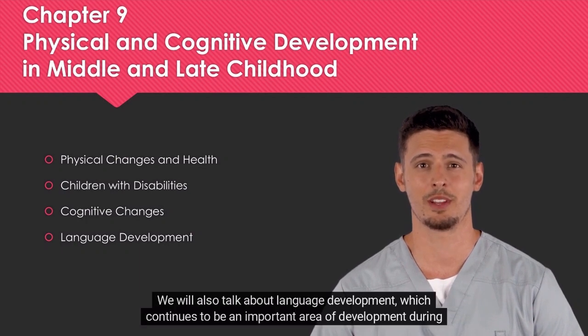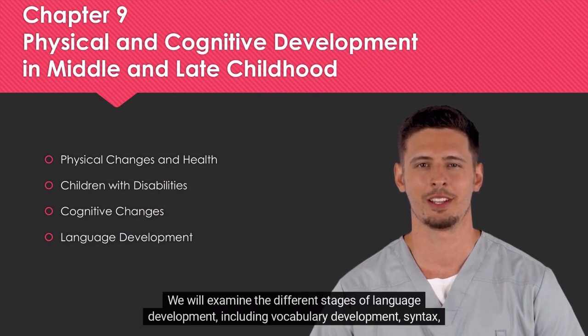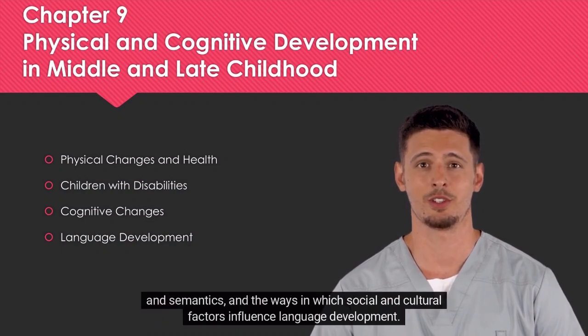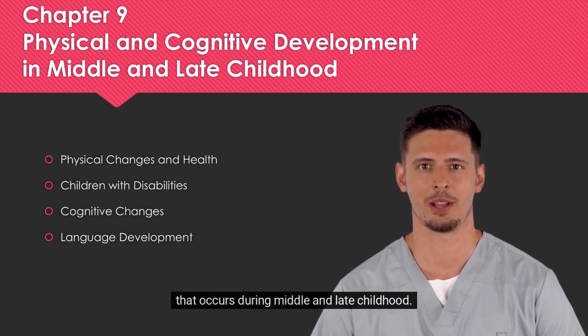We will also talk about language development, which continues to be an important area of development during middle and late childhood. We will examine the different stages of language development, including vocabulary development, syntax, and semantics, and the ways in which social and cultural factors influence language development. Overall, this chapter provides a comprehensive description of the physical, cognitive, and language development that occurs during middle and late childhood.